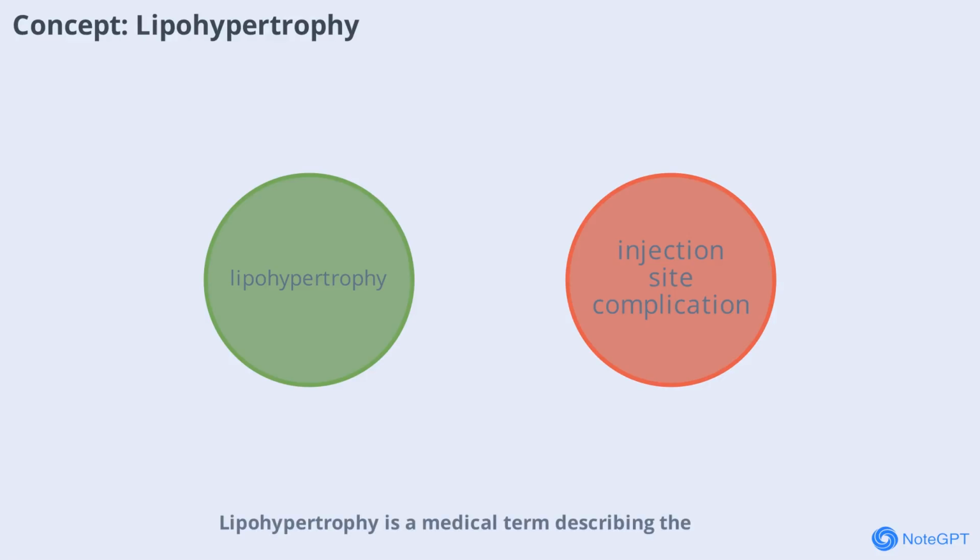Lipohypertrophy is a medical term describing the thickening of subcutaneous fat at insulin injection sites. It results from repeated injections in the same area and can significantly affect insulin absorption. Recognizing and preventing lipohypertrophy is a key part of effective diabetes management.